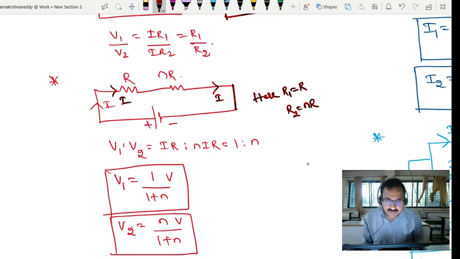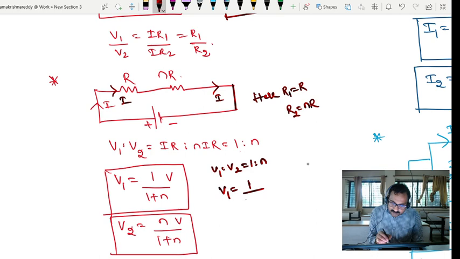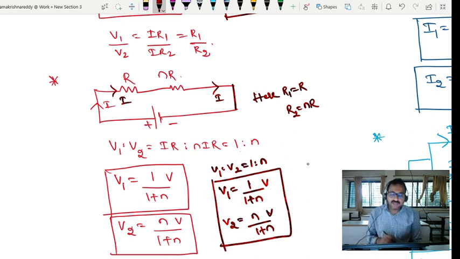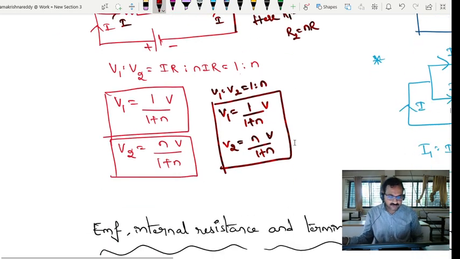So V1 is equal to 1 into V divided by 1 plus n, because what is the share of that? V1 is to V2 is equal to 1 is to n. V1 equals 1 divided by total parts, 1 plus n, into V. V2 equals n divided by 1 plus n into V. That is, the share divided by total parts into total potential difference.